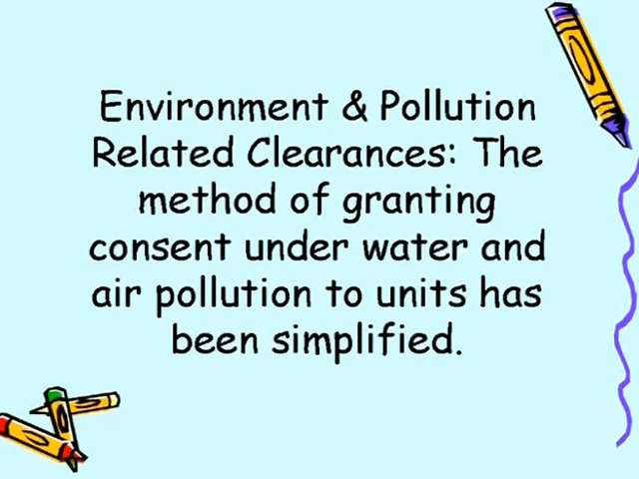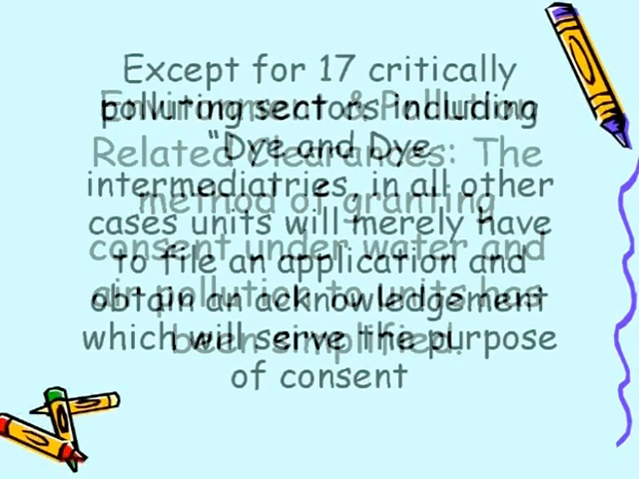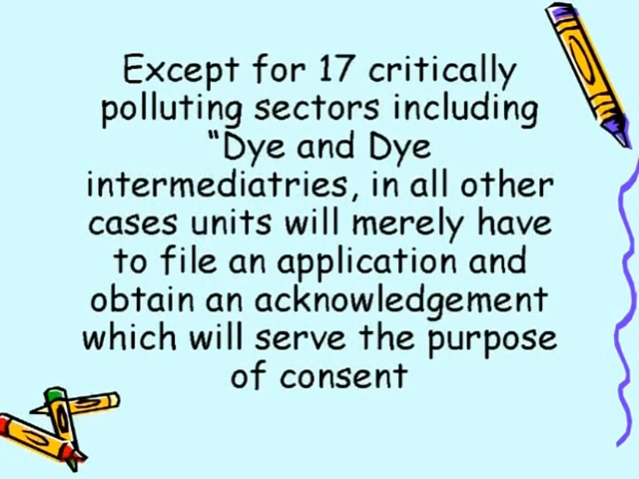Environment and pollution related clearances. The method of granting consent under water and air pollution to units has been simplified. Except for 17 critical polluting sectors including dye and dye intermediaries, in all other cases units will merely have to file an application and obtain an acknowledgement which will serve the purpose of consent.